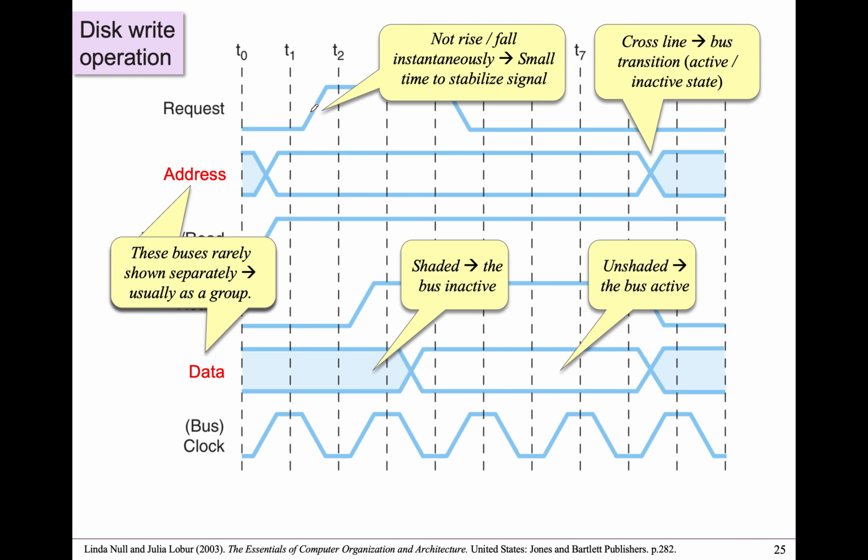So let's say over here, what does this represent? If you still remember from your digital logic, you call it low, isn't it? And if it is at this point, it's going to be high. You have low and high only. But now in input output, you're going to see it called not rise or fall. It does not fall instantaneously. It takes a small time to stabilize the signal.